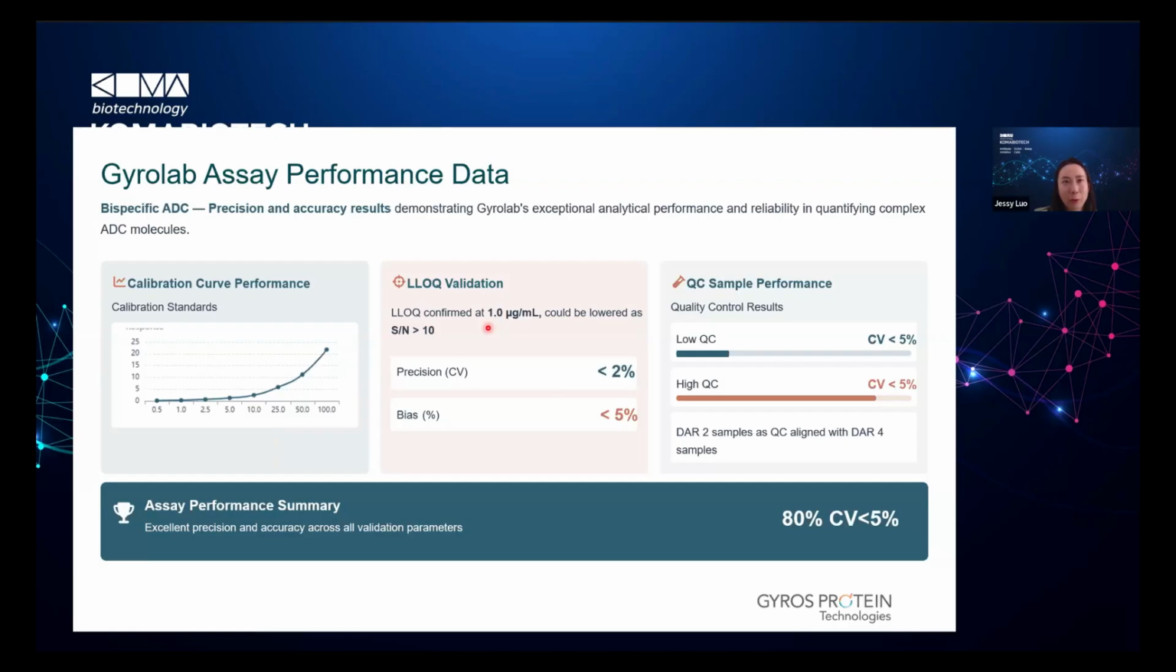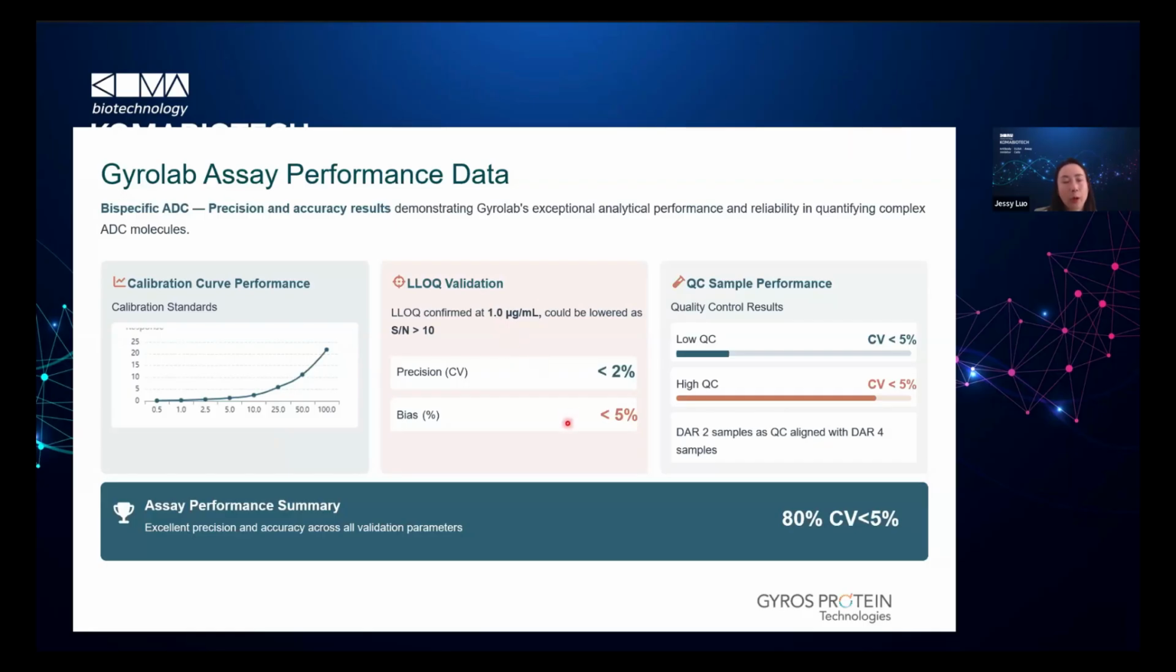We gave it a try using the same assay format, and the data are quite good. With the 1 microgram per milliliter sensitivity, we could actually go lower because the signal to noise is still more than 10. But it already meets the customer's needs, so we just keep it here. From the CV and bias point of view, it's quite good and quite stable.